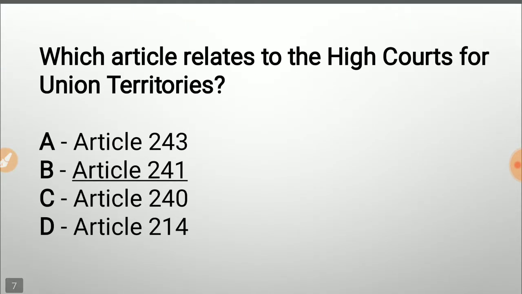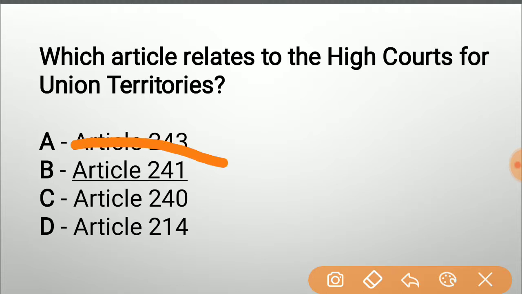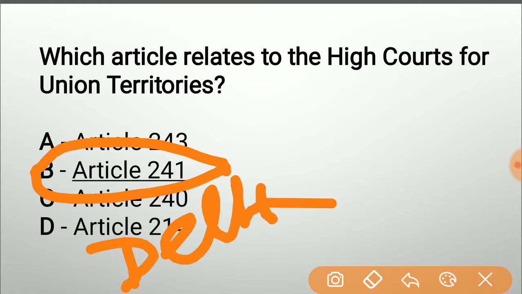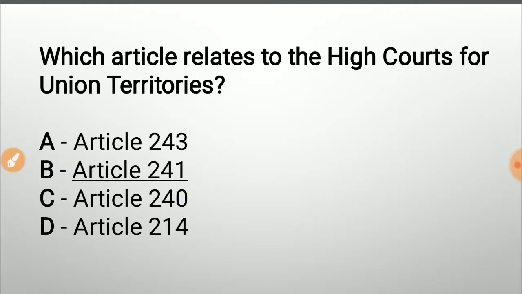Moving on, which article relates to high courts for union territories? So that is article 241. Now an interesting fact here, guys, that the only union territory to have its own high court is Delhi. Okay, so better remember that.